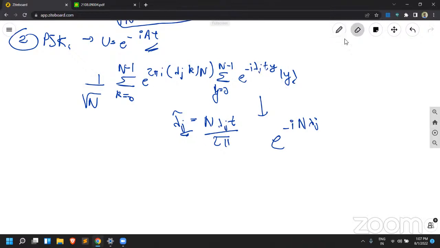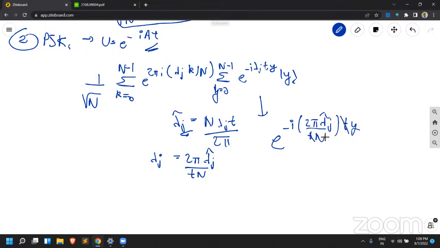So we can write lambda j as 2 pi lambda j tilde by t, right? So nt. What we are going to get over here is 2 pi lambda j tilde by tn times t and y. The t will cancel out, and finally you are left with minus iota 2 pi lambda j tilde y by n, and this part will be lambda.